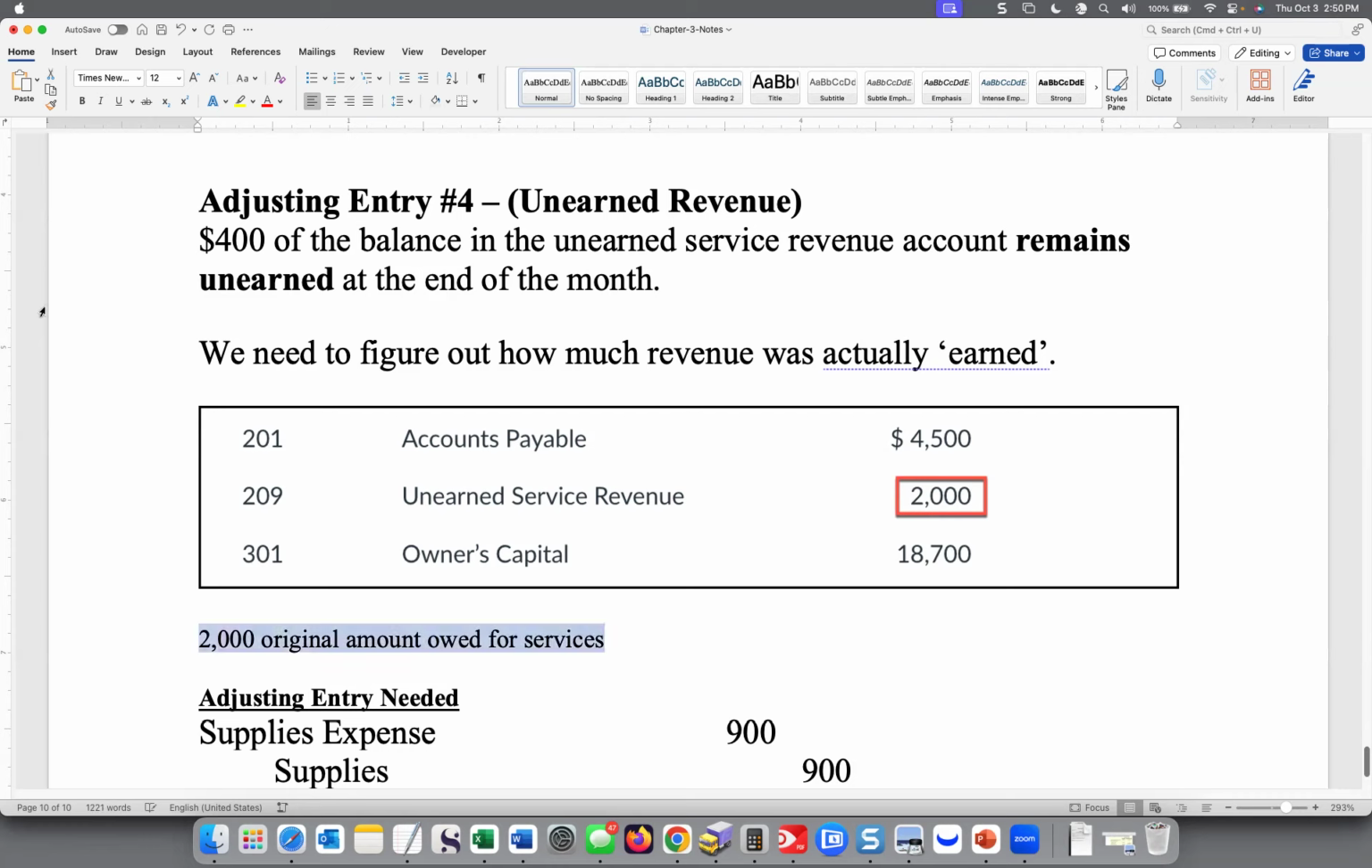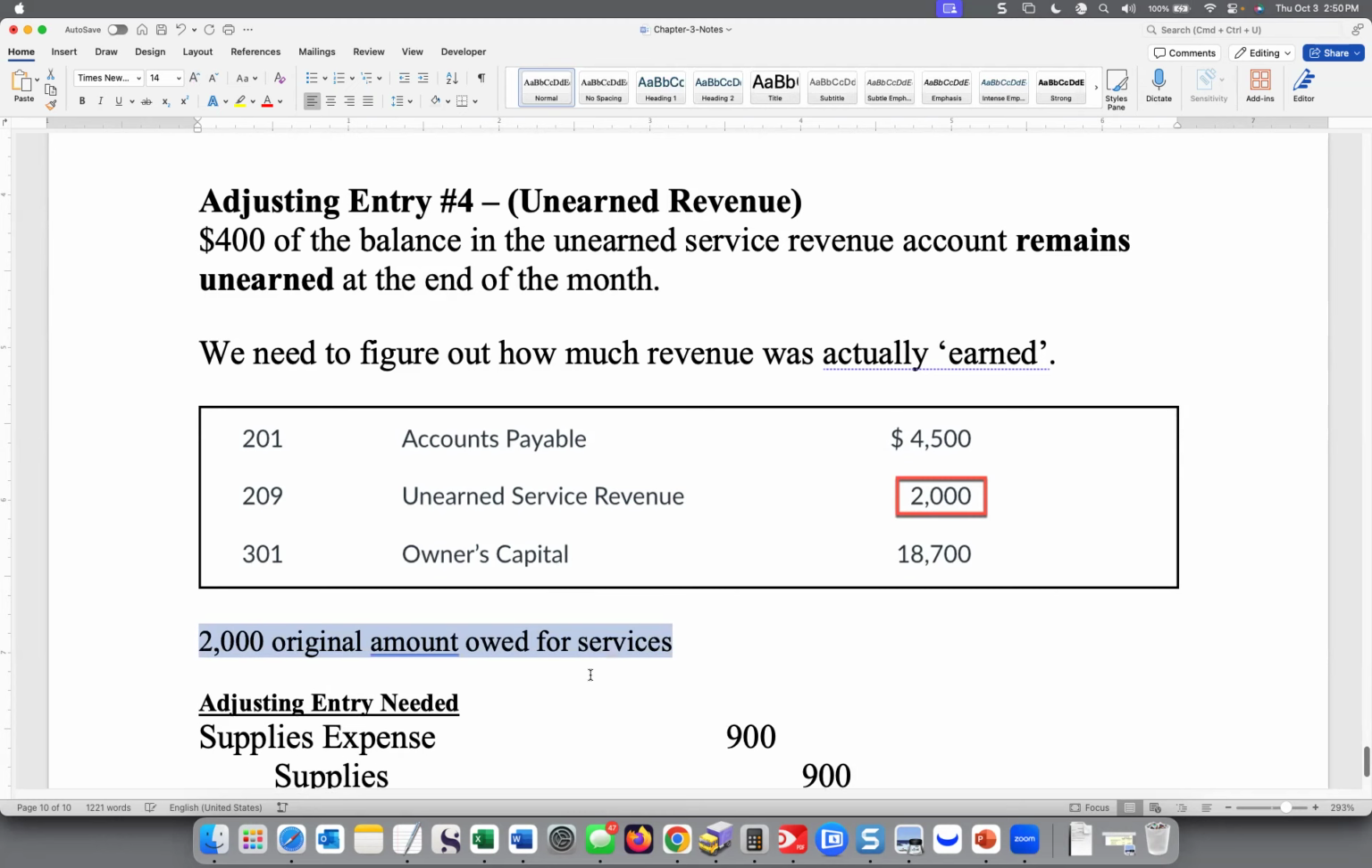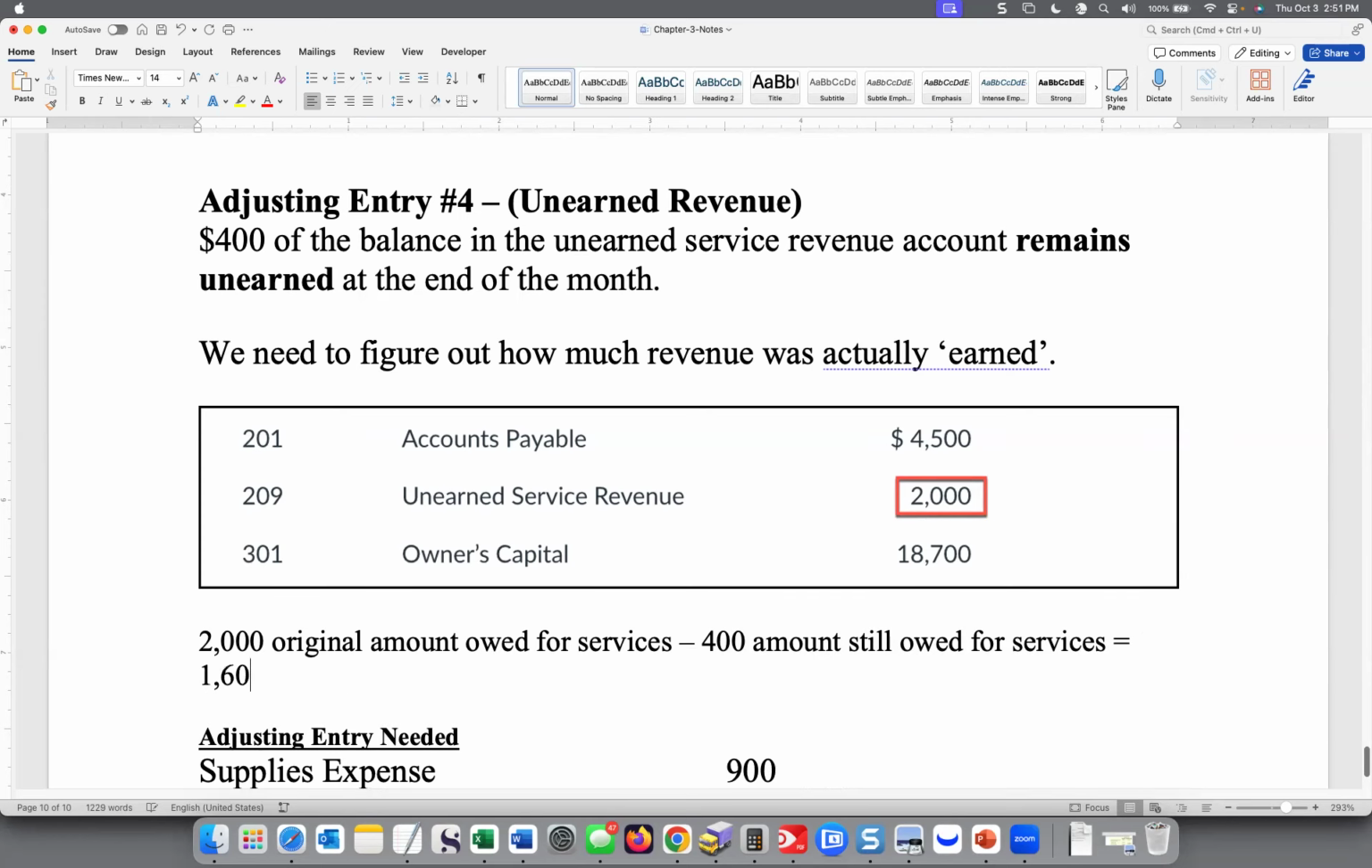Right. And I'm going to bring that font size up a little bit. That's a little smallish. There we go. That's better. Minus the amount that we still owe. All right, the $400. And we'll call this amount still owed for services. All right, and that's going to give us the amount we must have earned. So we'll label that amount of revenue that must have been earned. Because again, with the supplies, you're looking at what was used up. With unearned revenue, you're looking at what was earned, what was actually earned.